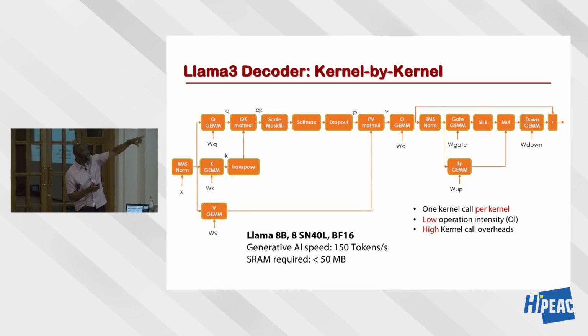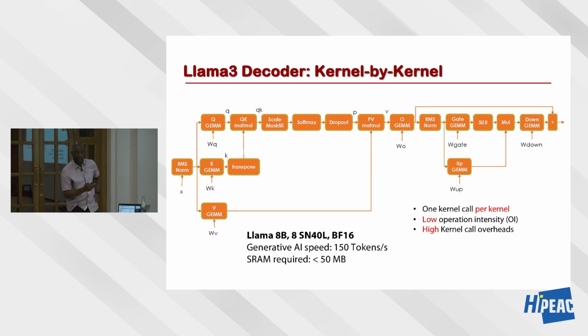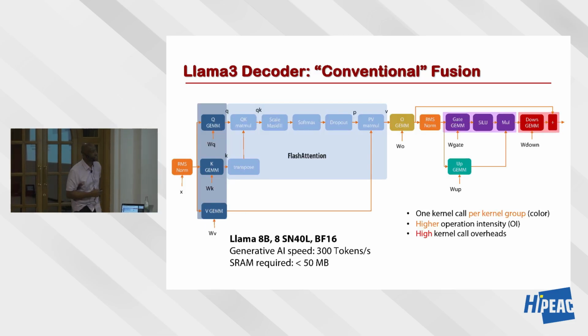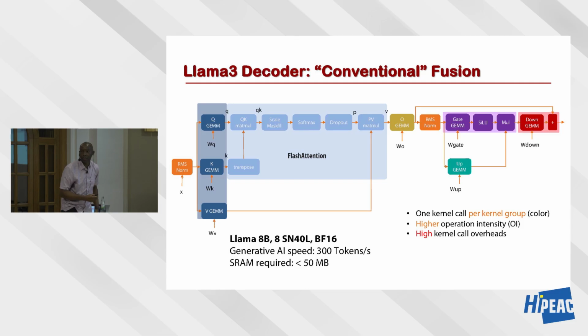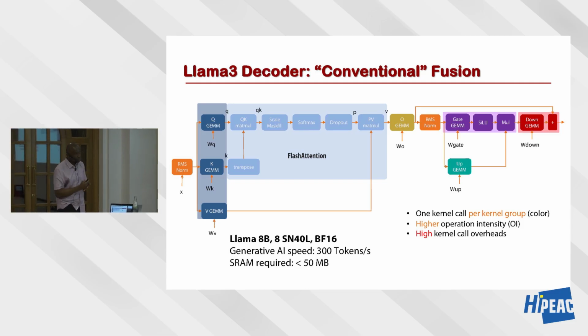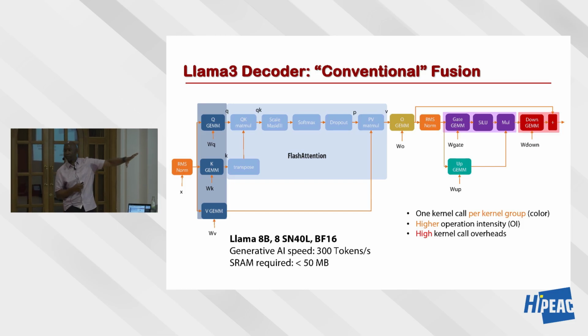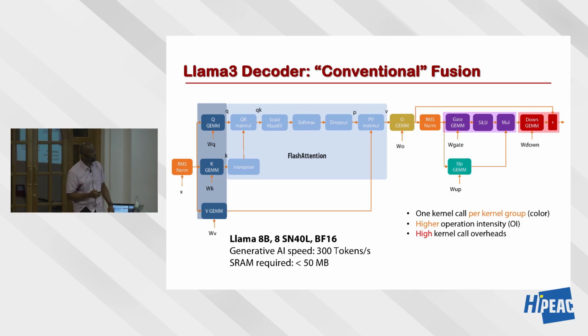But the problem is, of course, every time you invoke another kernel, you have overheads, right? So you have overheads in terms of data movement and overheads in terms of kernel invocation, right? So then you say, okay, I know how to fix that. I'm going to do FlashAttention. So FlashAttention is something that you could do, and now you're going to get higher operation intensity because you're not moving data back and forth between the accelerator and the HBM. And you get rid of some of the kernel call overhead, and so your speed improves. And you go to 300 tokens per second, and you're still using less than 50 megabytes of data on chip.